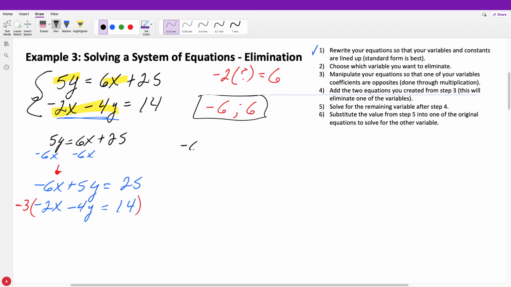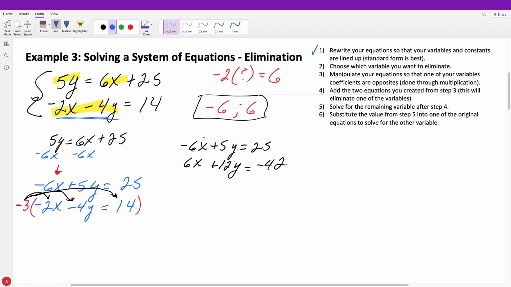So I'm going to rewrite -6x + 5y = 25, because I'm not doing anything to that top one. And now I'm going to distribute this -3 in. -3 times -2 is +6x. -3 times -4y is going to give me +12y. And -3 times 14 is going to give me a -42.